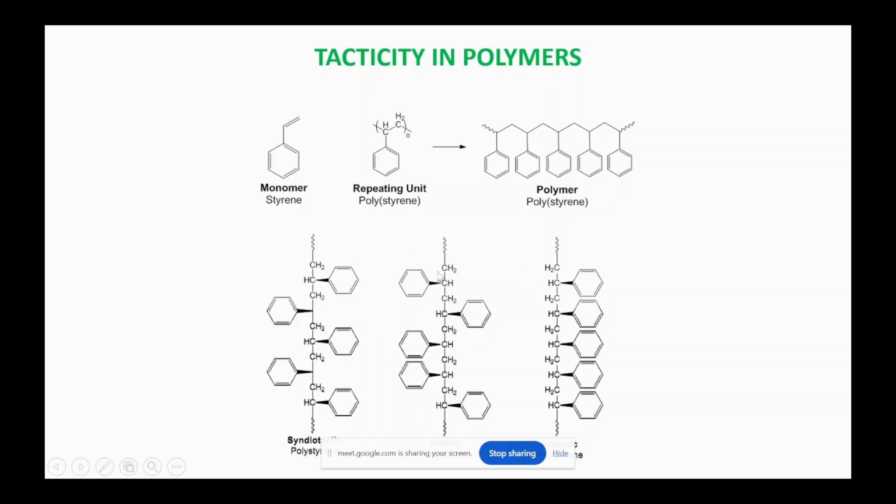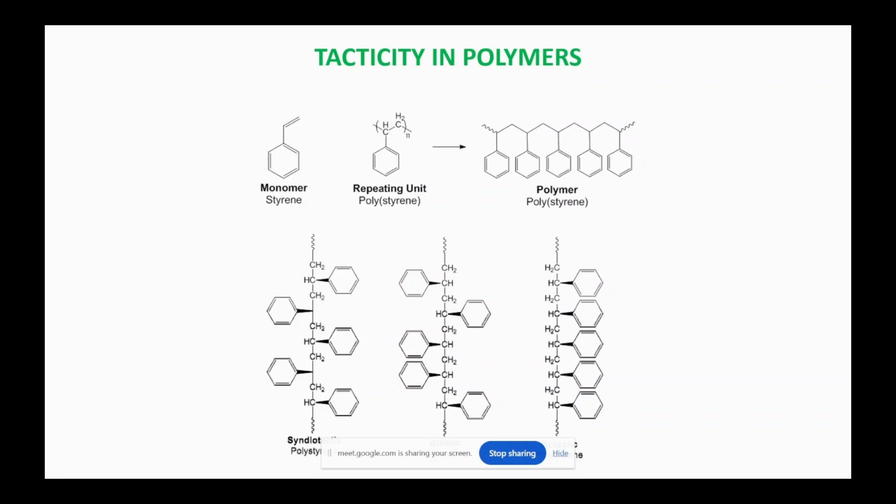If these benzene rings are randomly arranged, if you see in case of the molecular structure which is present in the middle, if these benzene groups are randomly arranged, then this can be called atactic. So if all of them are on the same side of the polymer chain, it is called isotactic. If they are alternatingly on either side, then you can call this syndiotactic. If they are on either side in a very random fashion, then you can call this atactic.